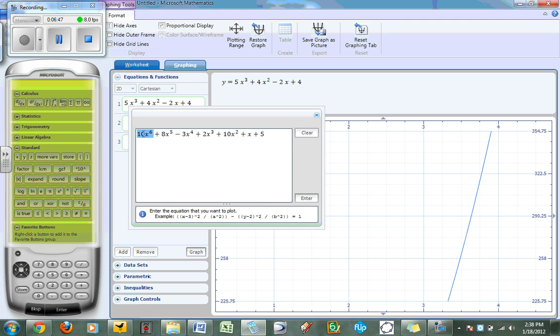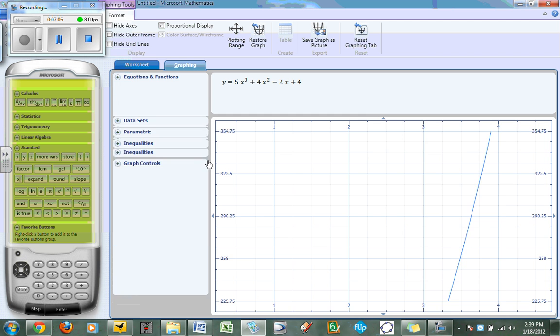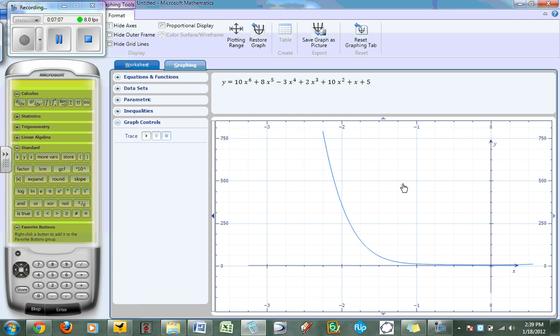The leading coefficient here would be 10, and it has an even degree. So from this leading term, we're going to be able to tell what this graph is going to be doing. It's going to have an even degree at the end. It's going to look like a parabola.